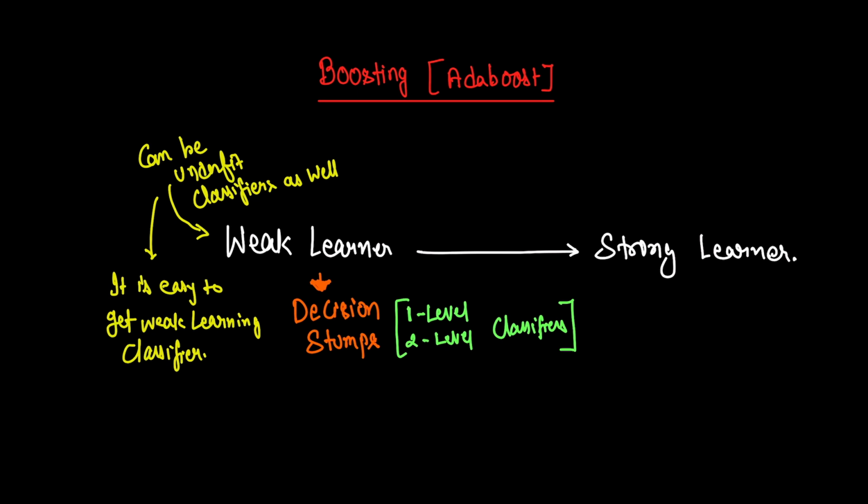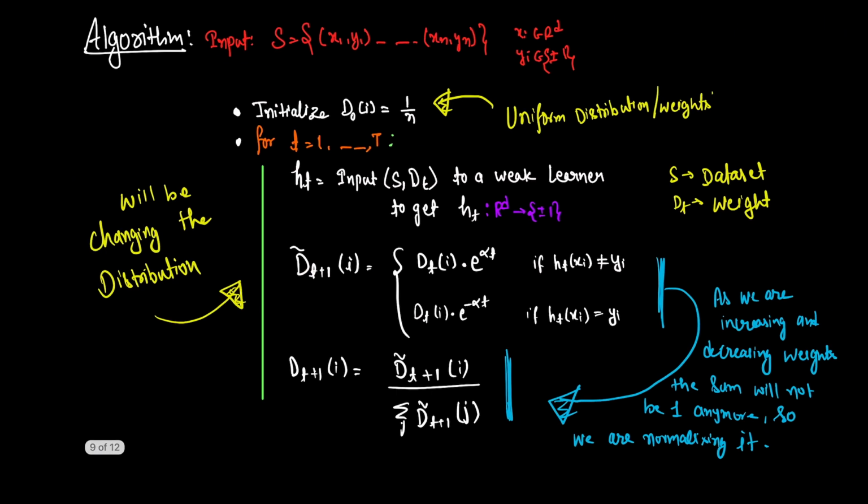There is a term we use for this type of weak classifier, that is decision stumps. Decision stumps are nothing but level 1 or level 2 classifiers, that is one level or two levels, let's say two nodes. Such a learner we can take, and then we will reach a strong learner. Now the algorithm. Focus here, you will get it easily.